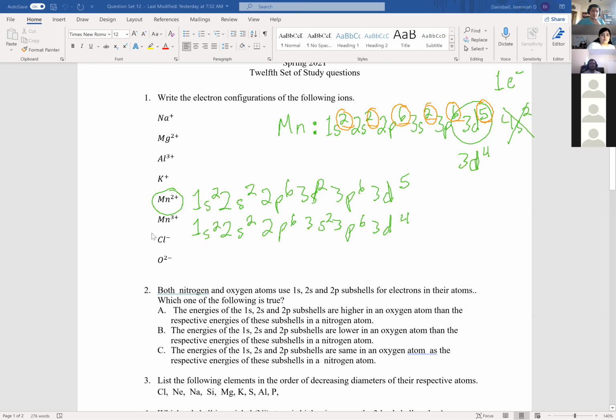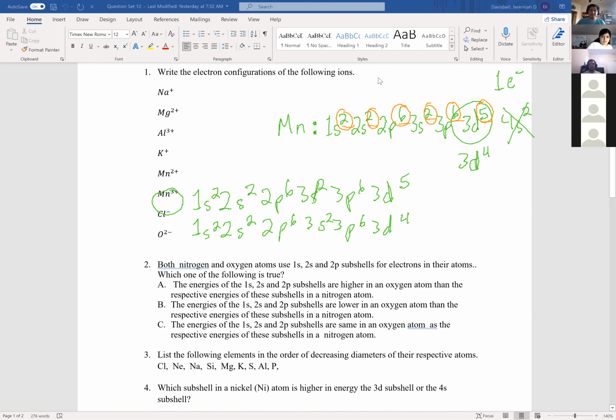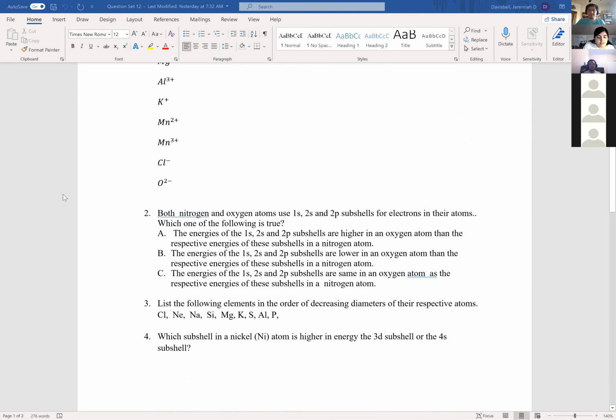Cool. I'm gonna clear the whiteboard. That's not the clear button. Okay. Okay.